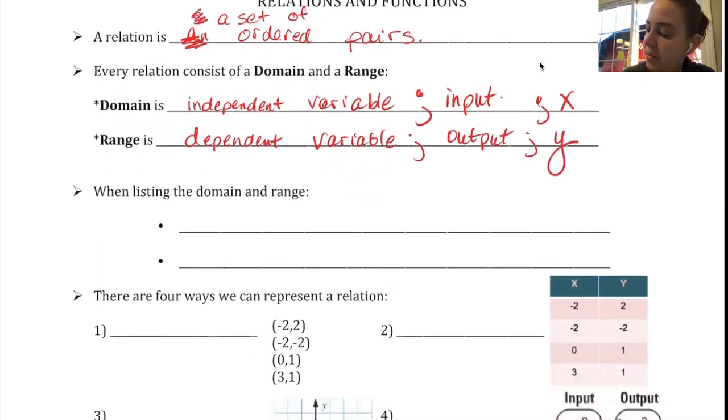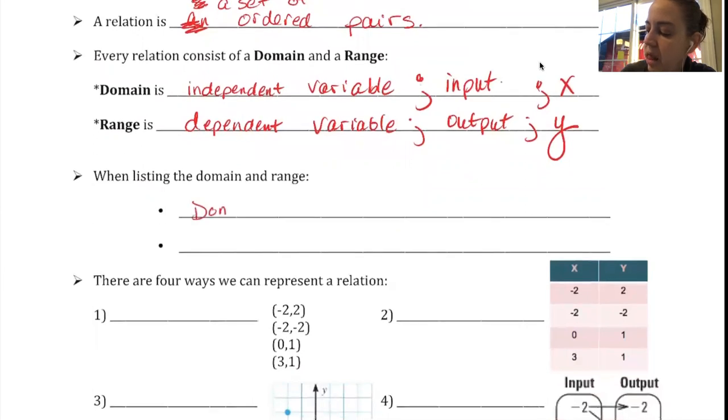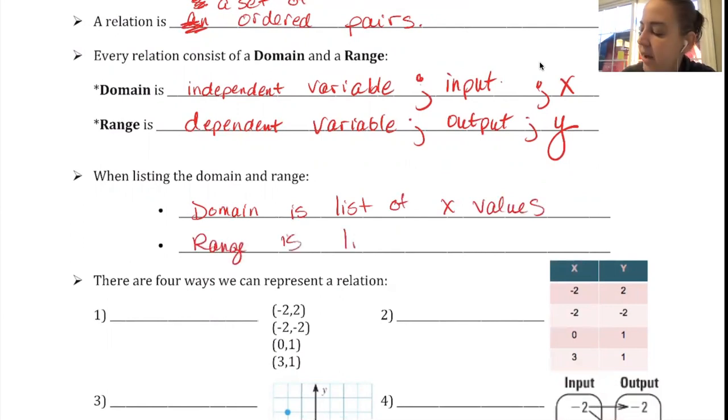When listing domain and range, domain is the list of the x values. And the range is the list of y values.